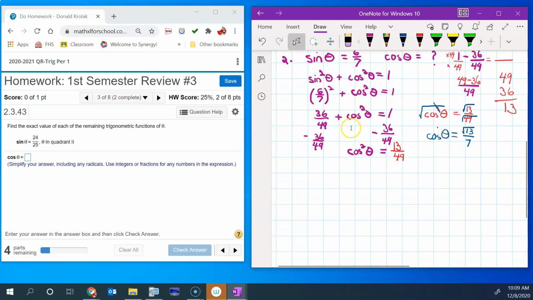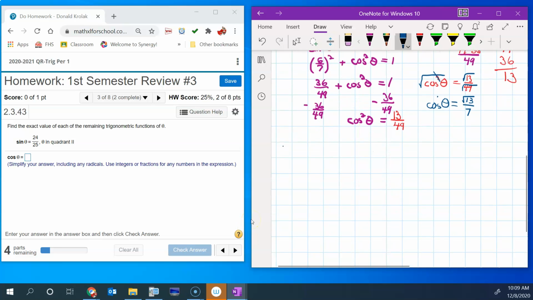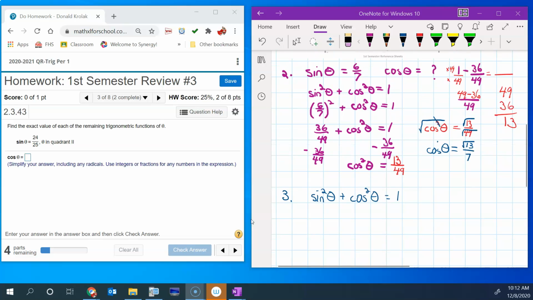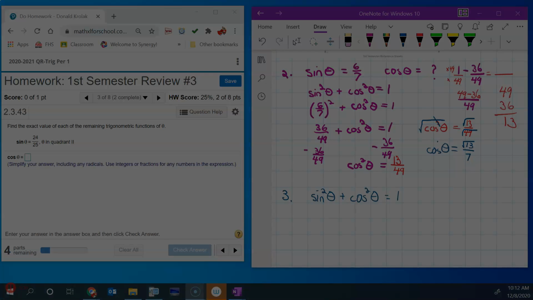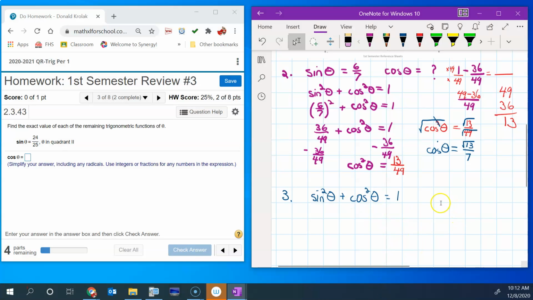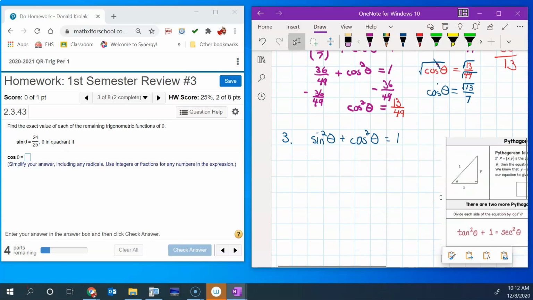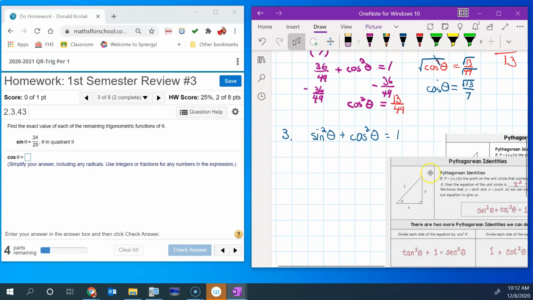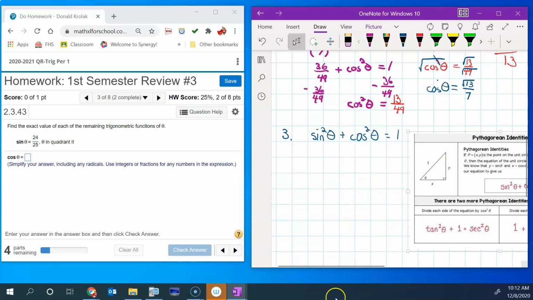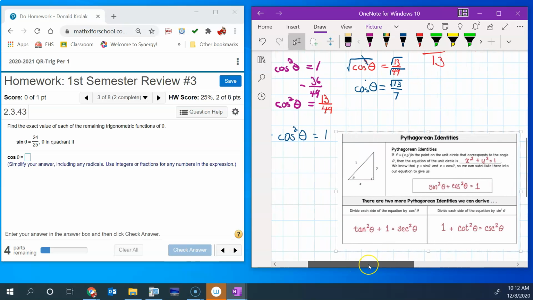All right, so for number 3, I'm going to treat this just like I did number 2. So I'm using my Pythagorean identity again. And that identity, guys, is listed on your reference page. Okay, so if you look through your reference page, you should see a little table that looks like this. That's got your Pythagorean identity on it.